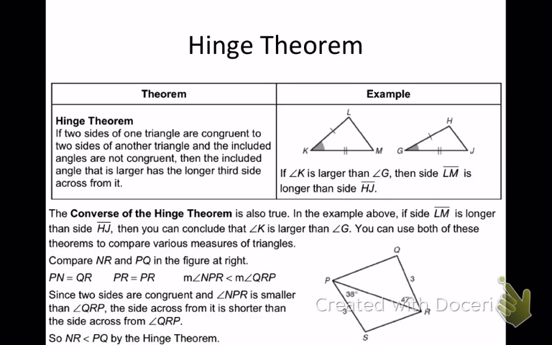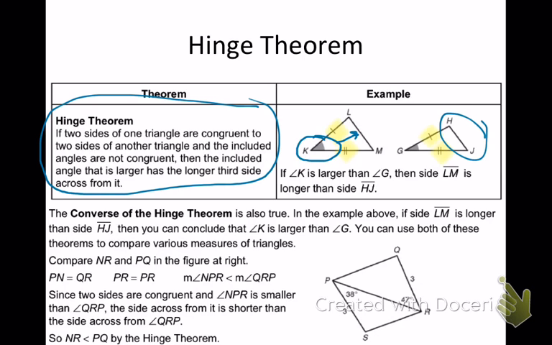So to help us with that, we're going to talk about what is the Hinge Theorem. The Hinge Theorem states that if two sides of one triangle are congruent to two sides of another triangle, and the included angles are not congruent, then the included angle that is larger has the longer third side across from it. So what that means here is, for example, we know these sides are congruent. If angle K is greater than angle J, what do you know about the side opposite of K? It's going to be bigger than HJ.